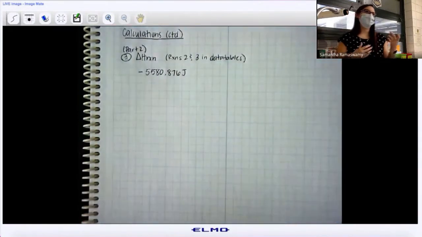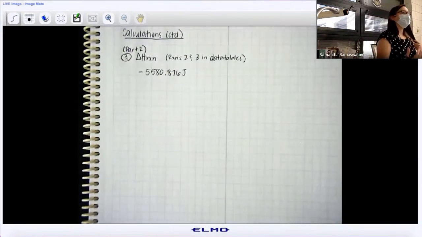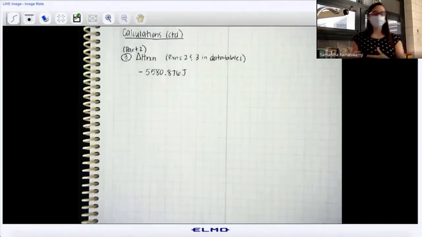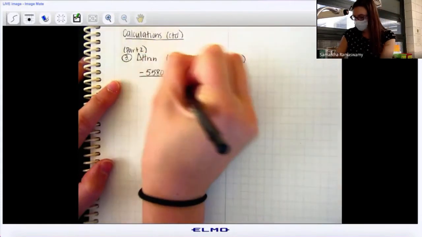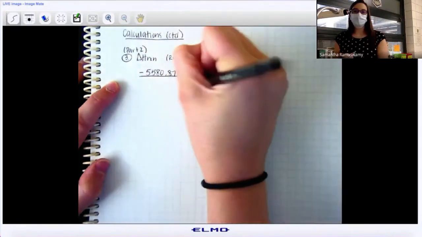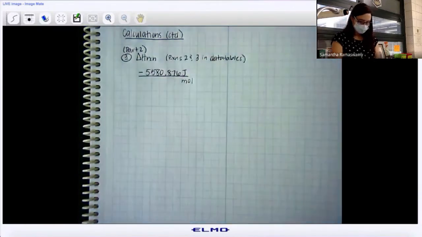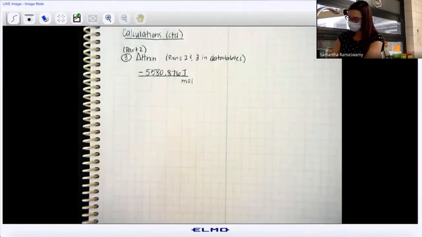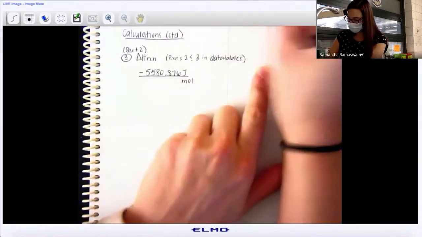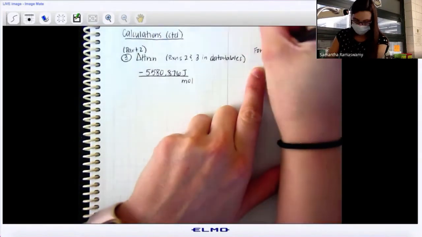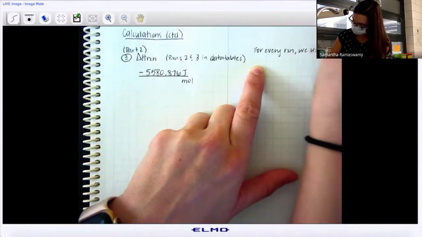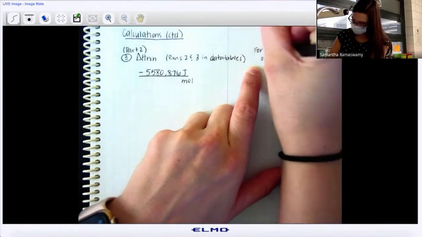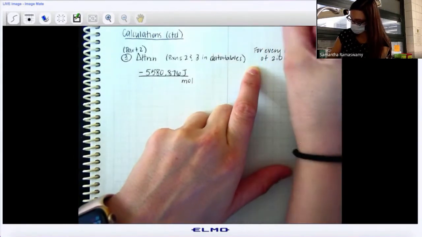Remember that Q is an amount of joules for a specific amount. To convert to delta H, we need joules or kilojoules per mole. So I'm going to need to get moles on the bottom. Over here off to the side, I'm going to show the mole conversion. For every reaction, we used 50 milliliters of 2.0 molar solutions.